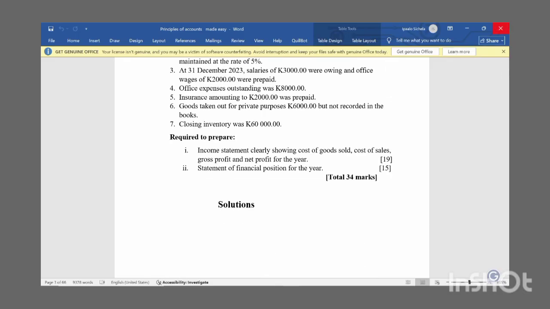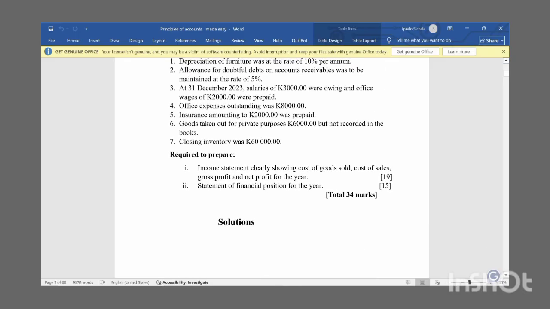So where is it? Okay. Yeah, this one, number 2.